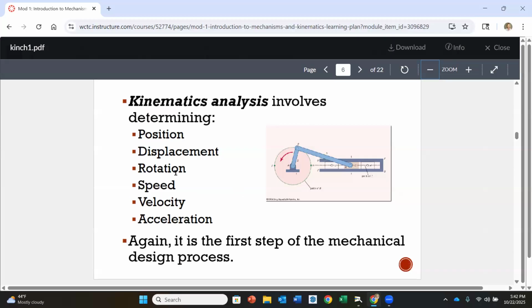How fast is something rotating? What is the linear speed or velocity of an element that is in our mechanism? And potentially, what is the acceleration as well? Okay. So it's the first steps. Notice again, there is no force here. There's no material. There's no thickness. We're not worried about what the size is yet. Okay. We're just looking at those beginning elements of the design process.